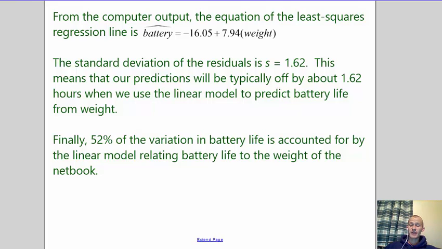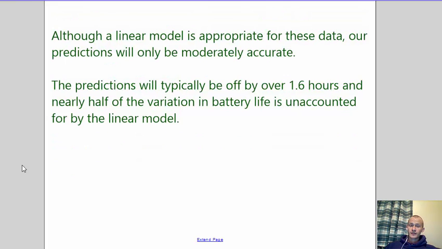52% of the variation in battery life is accounted for by the linear model relating battery life to the weight of the netbook. We're going to finish this problem with just one more step, just a conclusion. So, although the linear model is appropriate for this data, our predictions will only be moderately accurate. Our predictions will typically be off by over 1.6 hours, and nearly half of the variation in battery life is unaccounted for by the linear model.